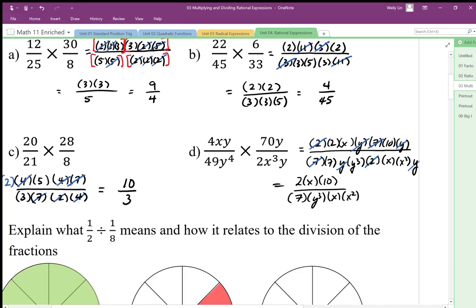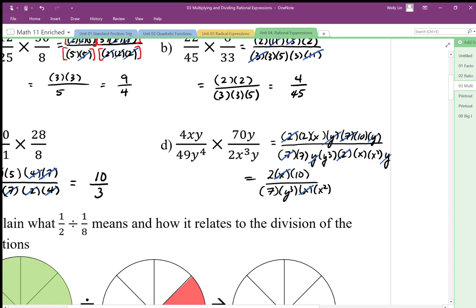Okay, so it doesn't matter, I can still do it in steps. So I still have this x factor to cancel. And it looks like at this point there's no more common factors, so I'm going to write my final answer. I'm just left with 20 on top, 7x squared y cubed on bottom. Again, I'm just looking for common factors of times and divide. Although it's multiplication, really it's just a numerator and denominator that we have to work with.